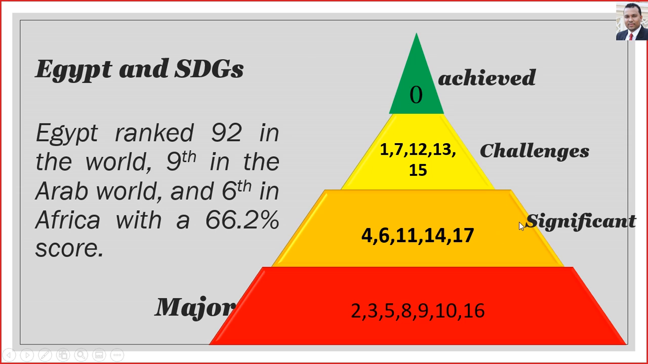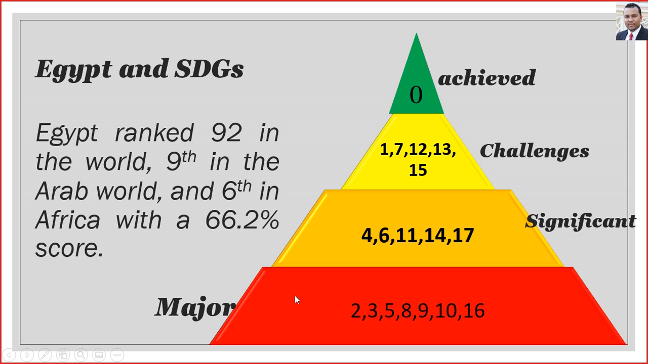What about the orange goals or orange objectives? Orange means there are significant challenges, more difficult than normal challenges. How many orange goals in Egypt? 5. So, 0 green plus 5 yellow plus 5 orange. Namely, SDG number 4, number 6, number 11, number 14, and number 17.